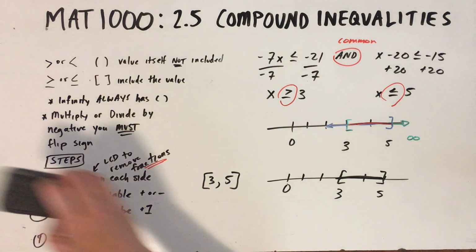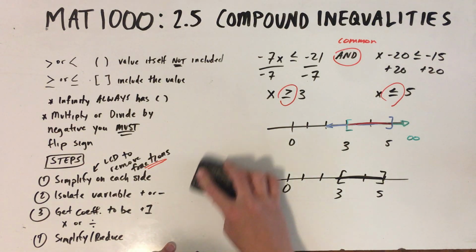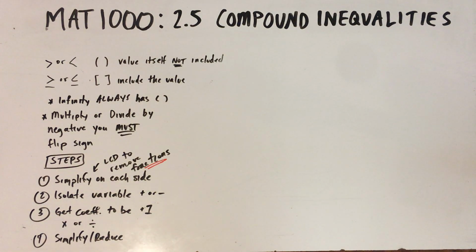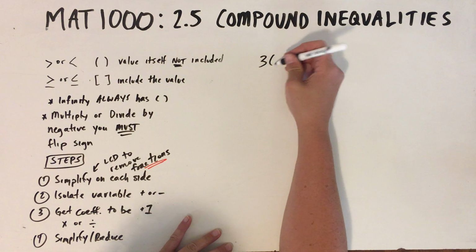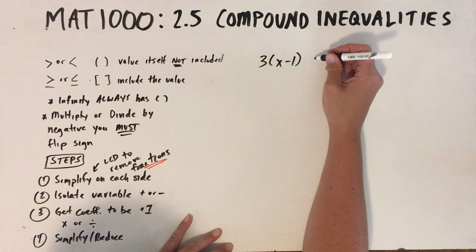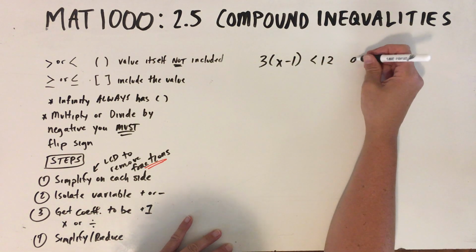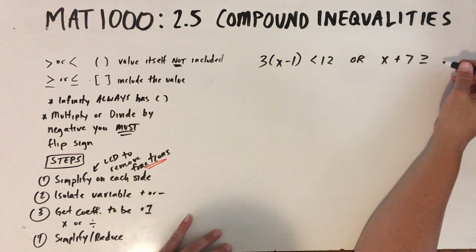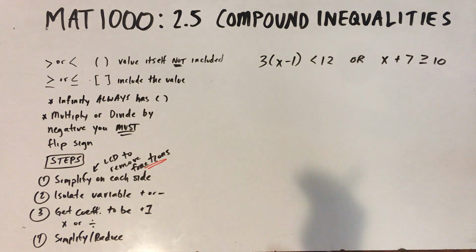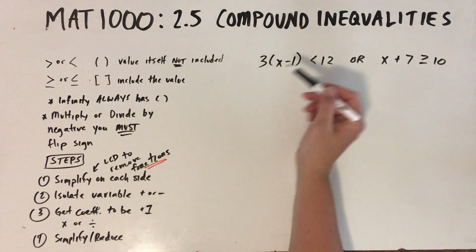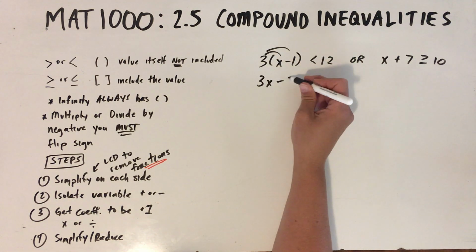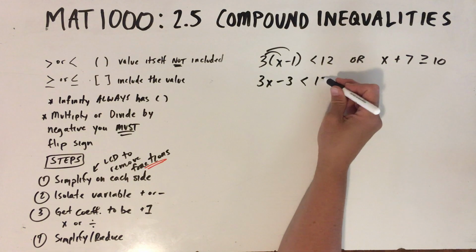All right, so let's do another one. This time we'll do an or. So if we have 3x minus 1 is less than 12, or x plus 7 is greater than or equal to 10. My first thing here is I've got to solve each of these inequalities. This one can be simplified on this side here. So I'm going to get 3x minus 3, and that's going to be less than 12.